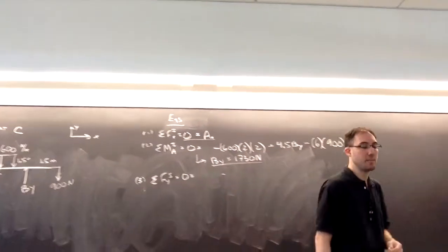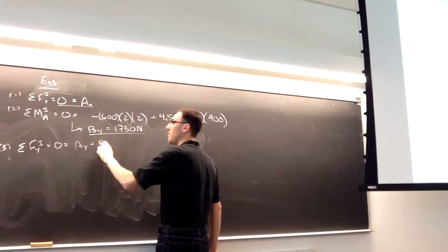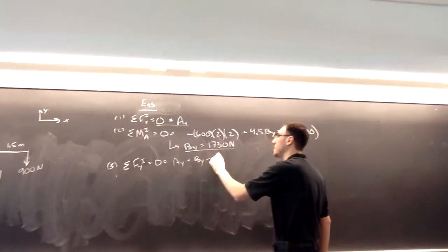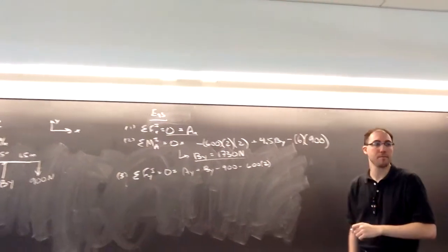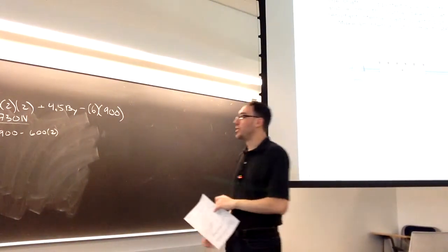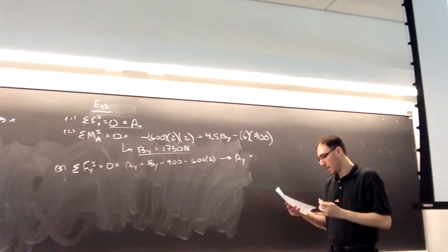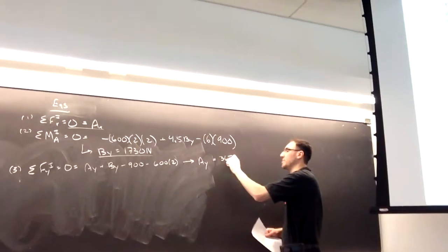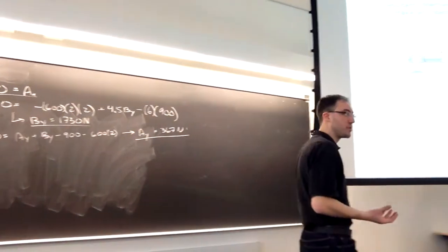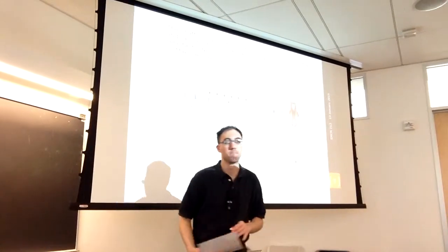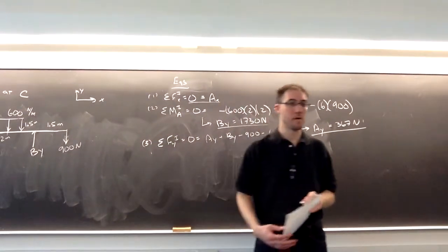Finally, we can take the sum of forces in the y direction to get AY. In the y direction, we have AY and BY, both of those point up, minus a 900 pointing down, minus a 600 times 2, also pointing down. From equation 2, we solved that BY was 1730 newtons, so the only unknown left is AY. AY is going to be 367 newtons. BY and AY are both positive, meaning that our assumptions were correct. They are both pointing up. Questions on the first step here?